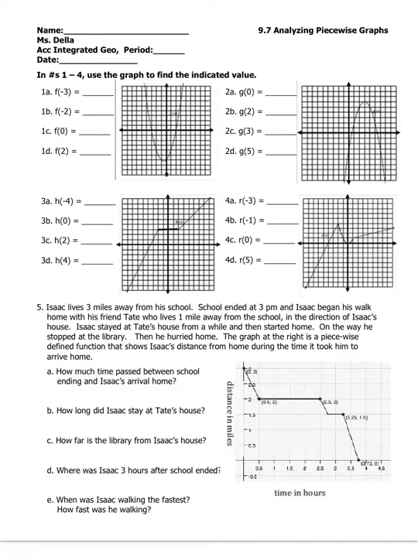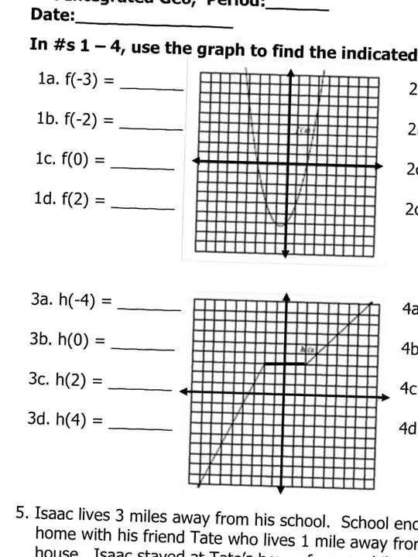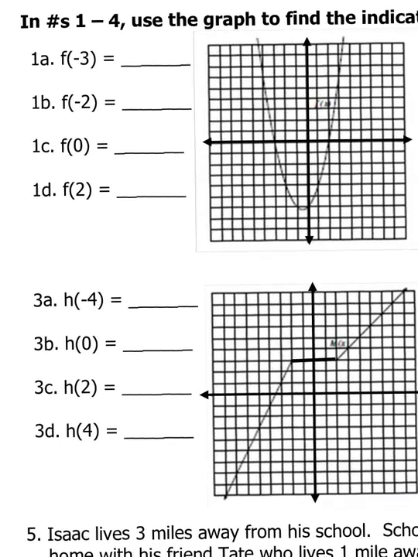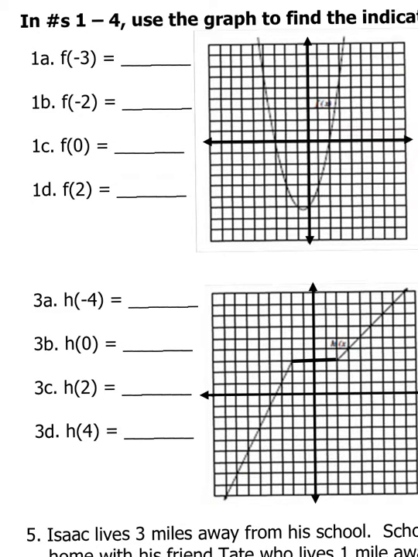All right, this is lesson 9.7. We're analyzing piecewise graphs, or graphs in general. For number 1 through 4, the easiest way to do this is just to look at the picture and remember that the number inside the parentheses represents your x. So if my x is -3, go -3 on the x-axis and look for your graph. If I'm at -3 on the x-axis, I'm already hitting my graph, so my answer is 0. I don't have to go up or down to find that graph.